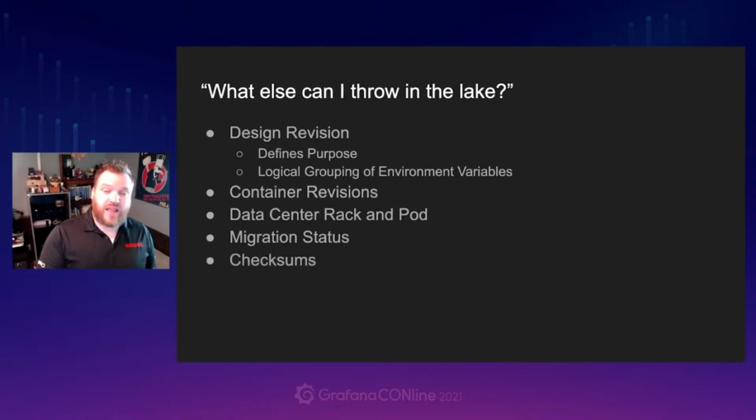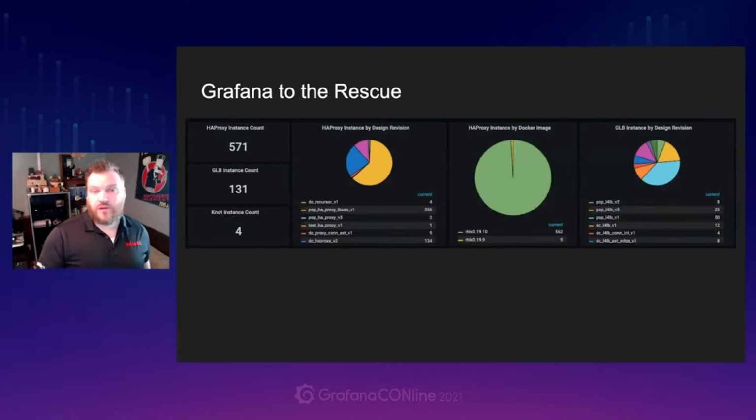Checksums. If you're running any system that has an IP whitelist or blacklist, this is a very interesting data point to have, where you can run a checksum against the list of IPs that are in the whitelist or blacklist. And you can check that checksum across all of your hosts in a very easily manageable format. So here's all that data, but why do we have it?